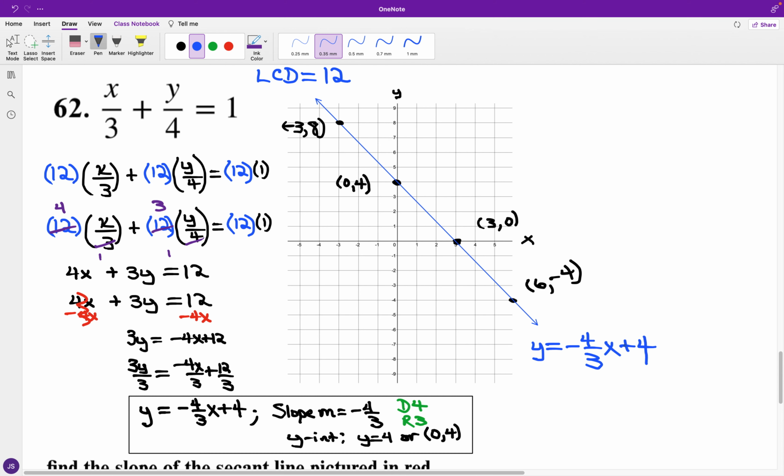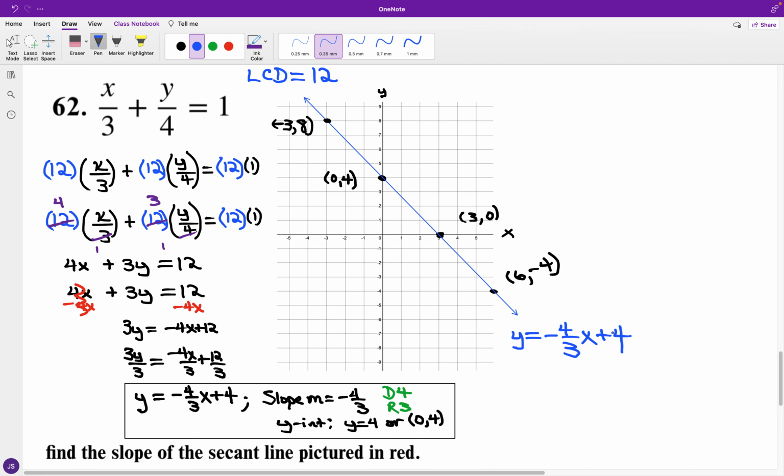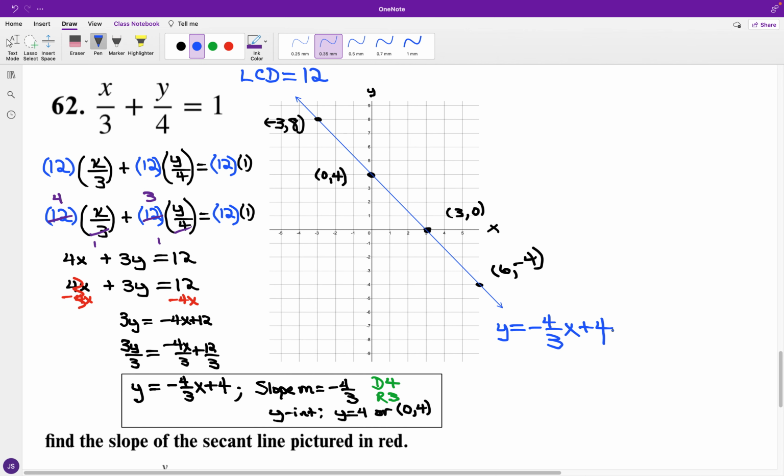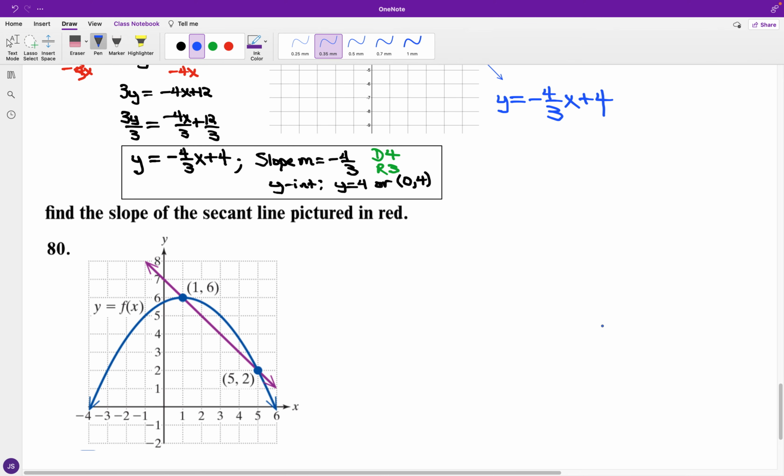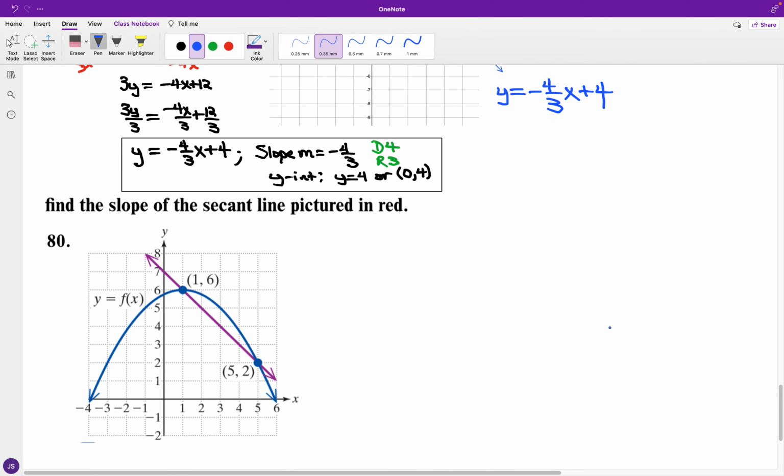Now, a situation where we have, well, it's going to be referencing average rate of change, which will be one of our topics in the near future. And we have in the illustration, it says to find the slope of the secant line that is pictured in red, and for the ebook it looks like it has kind of a violet color to it. The secant line is this particular straight line cutting through this curved pattern at the points (1, 6) and (5, 2).